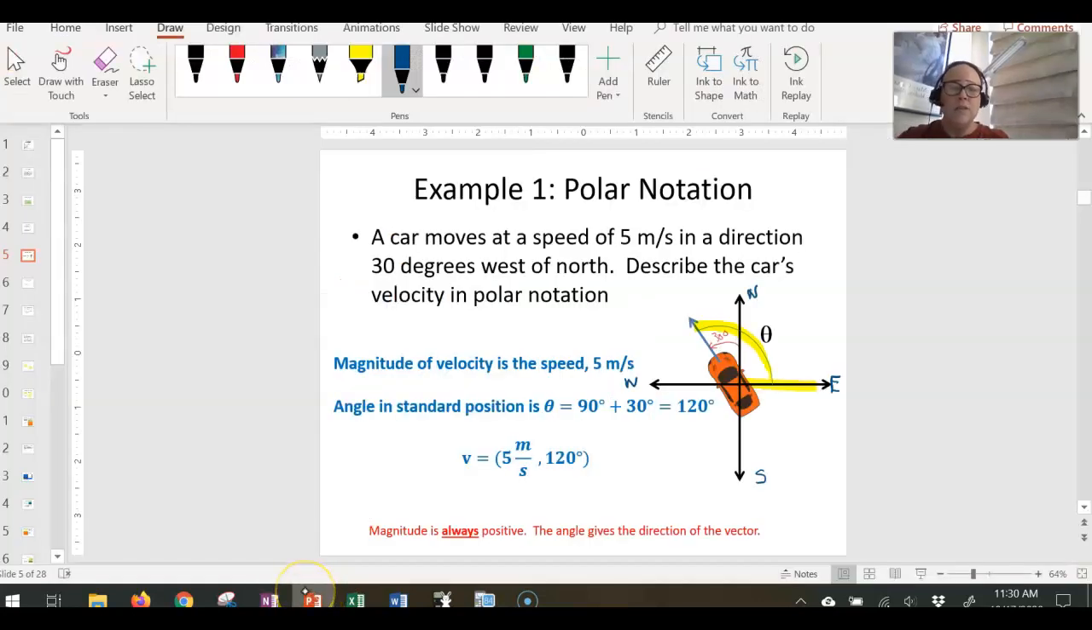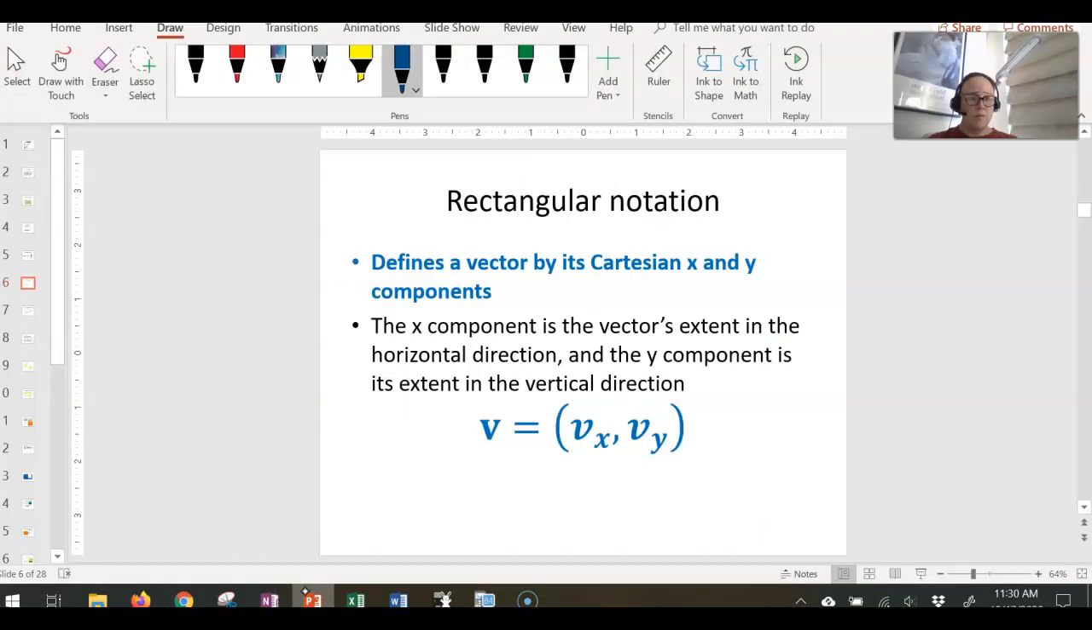Okay. There's another way of expressing a vector, which is called rectangular notation. And in rectangular notation, the vector is expressed by giving the extent in the x direction and the extent in the y direction. And you put those numbers in parentheses. Here, both of these quantities, Vx and Vy, probably have the same units. So you could put the units either inside these parentheses or outside.